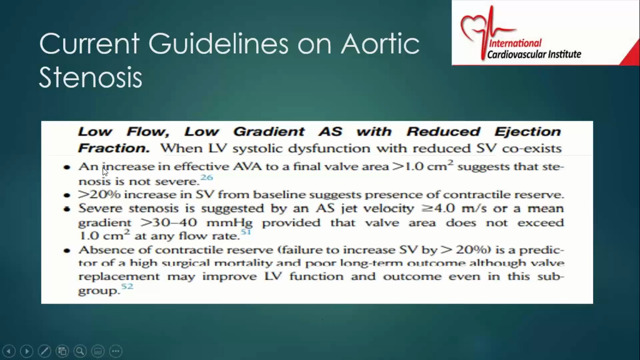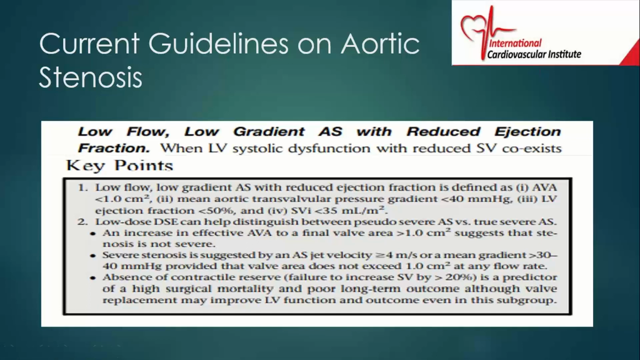Okay, and if the patient really has severe aortic stenosis, then the velocity across the aortic valve should be greater than or equal to 4 meters per second, and the mean gradient should be greater than 30 to 40 millimeters of mercury. Okay, all right. So there are some important points in patients with low flow, low gradient AS with reduced ejection fraction.